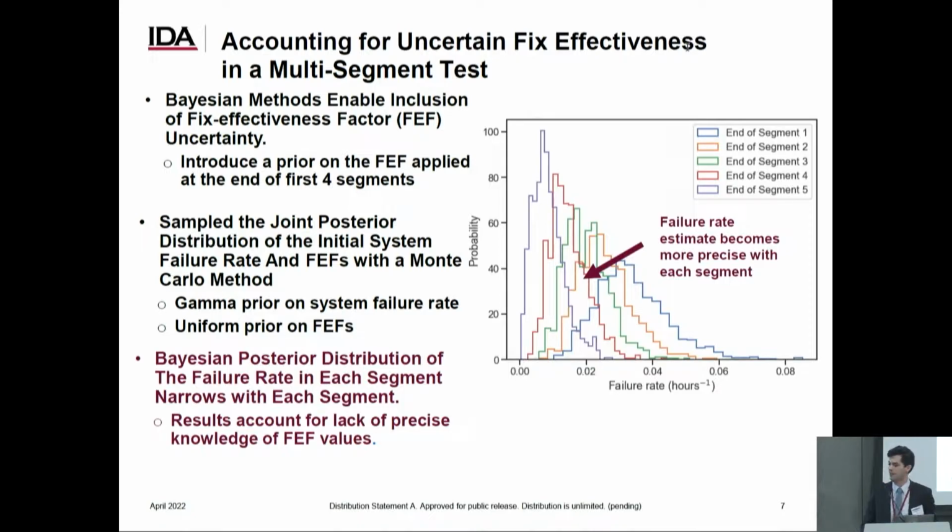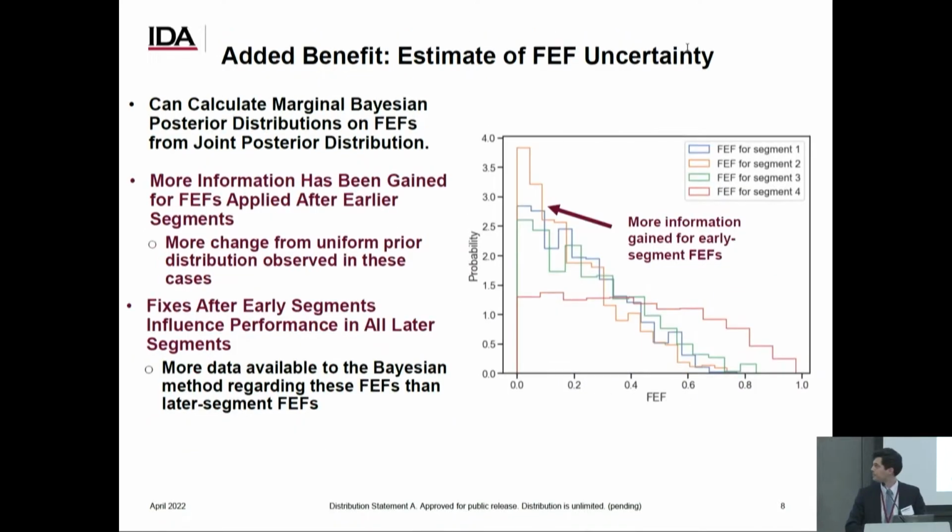And as you can see, the figure shows the marginal posterior distribution for just the failure rate. And as the segments increase, this distribution moves to the left and becomes narrower, meaning that the failure rate is decreasing, the reliability has improved, and our estimate of it has become more precise.